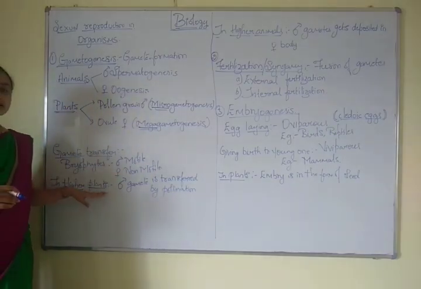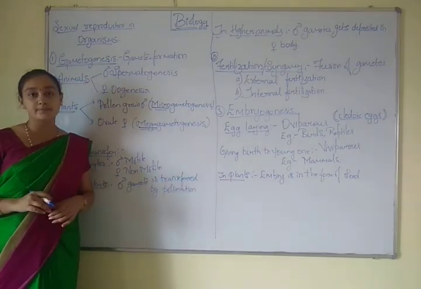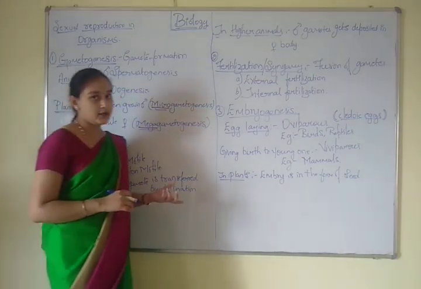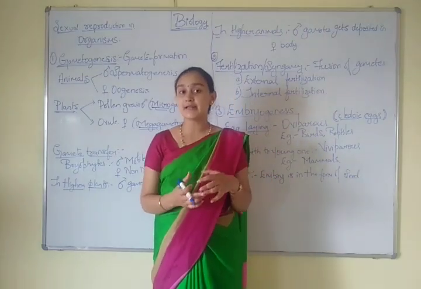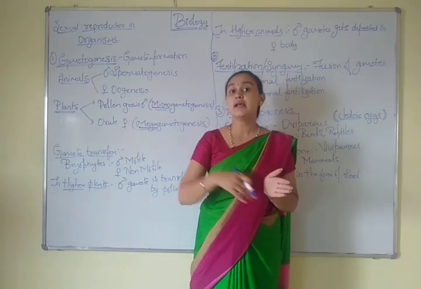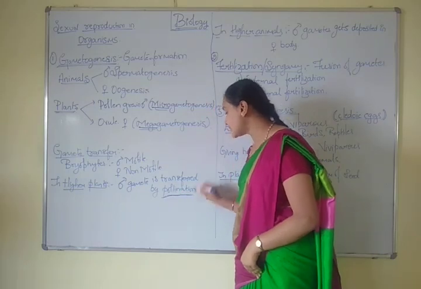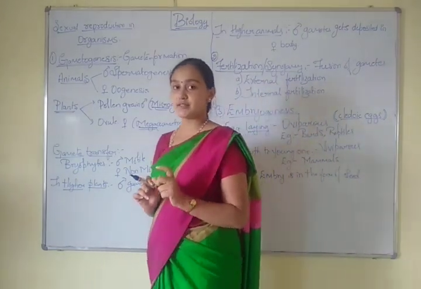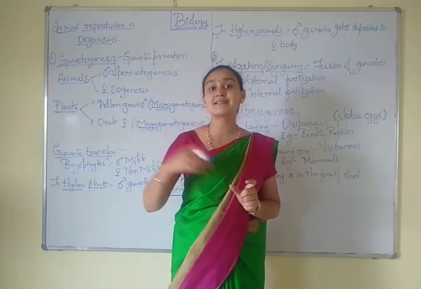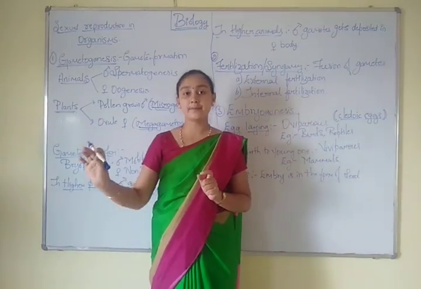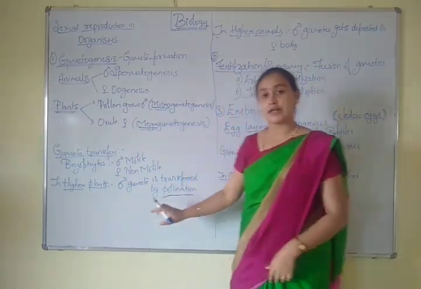Whereas in the higher plants like angiosperms, the male gamete is transferred by the process of pollination. In higher plants, the male gametes are pollen grains. This pollen grain from the male organ is transferred to the female by the process called pollination. So what is pollination? Pollination is a process in which the male gamete, that is the pollen grain from the stamen, is carried to the stigma of the female organ.